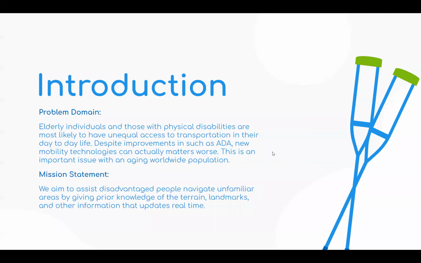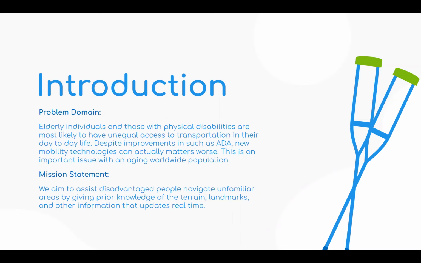Next slide. So aging populations and those with physical disabilities are the most likely to have unequal access to transportation in their day-to-day life. Despite improvements with things like ADA, new mobility technologies like e-scooters, things are actually getting worse for these groups. This is an important issue with an aging population worldwide.